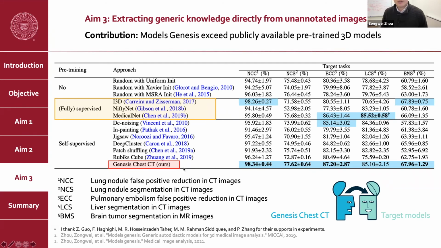We compare Models Genesis with other works, including random initialization, fully supervised pre-training, and existing self-supervised pre-training. The bolded number means the best result that we can achieve. And the cell highlighted in blue means these two performances have no statistically significant difference. In all 5 applications, Models Genesis shows the most robust result and sometimes holds the best result.